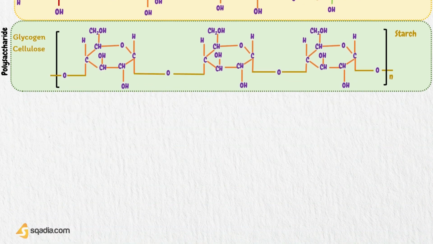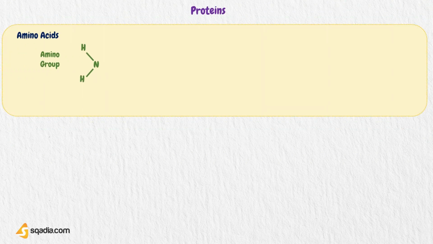Another type of biomolecules are proteins. They are made up of amino acids. The basic structure of an amino acid consists of an amino group, a side chain, and a carboxyl group attached to it, and a hydrogen to fill the valency of carbon.